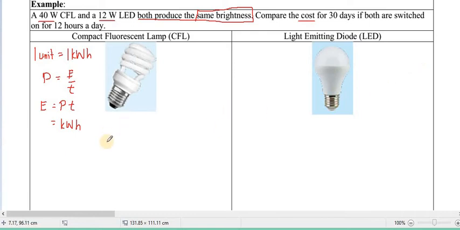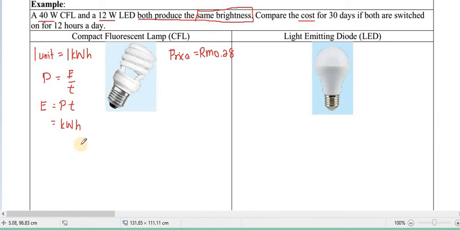Okay? Now, usually the charge or the cost or the price, let's say that we put it as 28 cent per unit. So that means every 1 kilowatt hour the price is 28 cent. Okay, so for this CFL, how much is the cost?